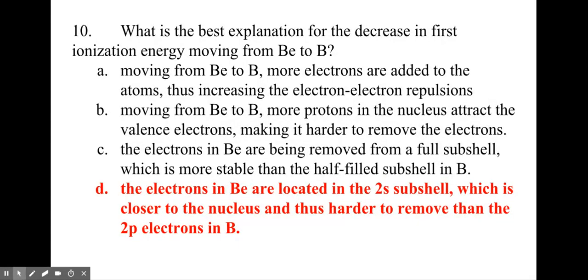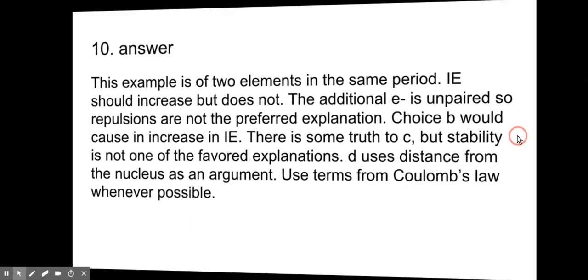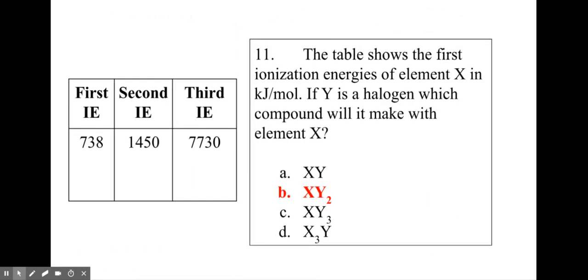Okay, so let's take a look at number 11. Here in number 11, we have a table that shows the first, second, and third ionization energies for an unknown element. And they want to know, if Y is a halogen, which compound will it make with element X? So again, this represents element X.